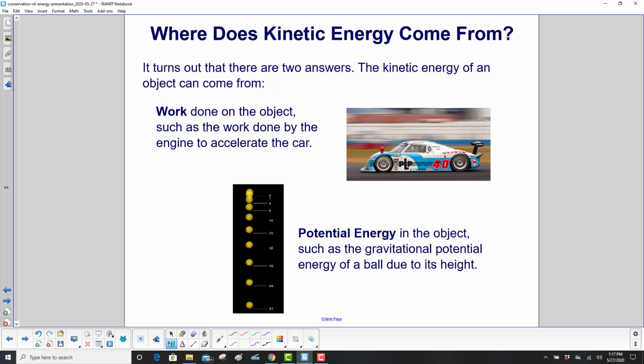The kinetic energy of an object can come from work done on the object, such as the work done by the engine to accelerate a car, or potential energy in the object, such as the gravitational potential energy of a ball due to its height.